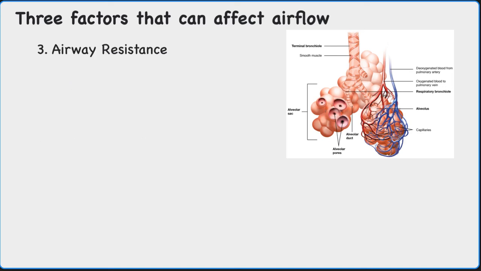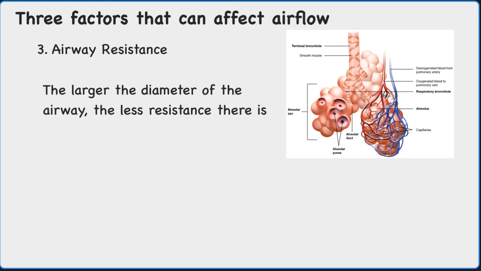And finally, the third thing that can affect the rate of the airflow is airway resistance. The larger the diameter of the airway, the less resistance there is. And this is going to be regulated by the diameter of the bronchioles and smooth muscle tone. There's actually smooth muscle within the bronchioles, so they can dilate and constrict. So the greater diameter of the airway, the easier it is for air to come in.